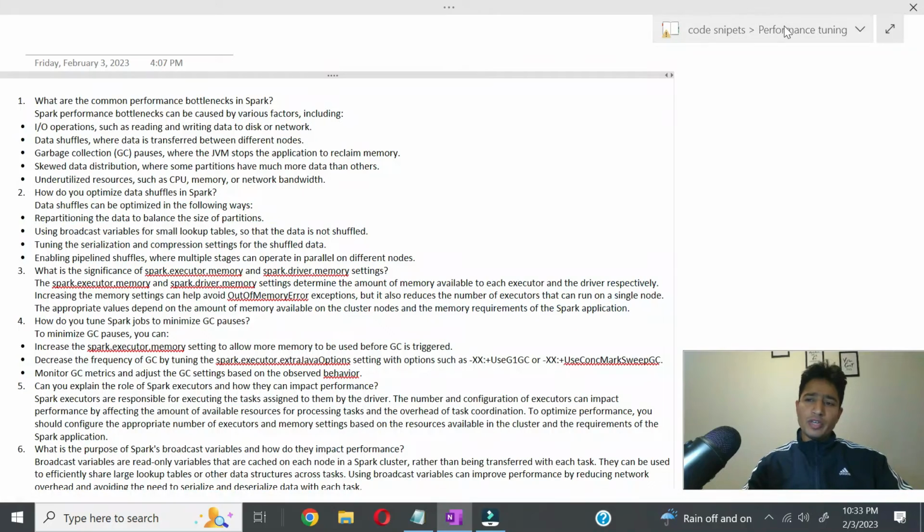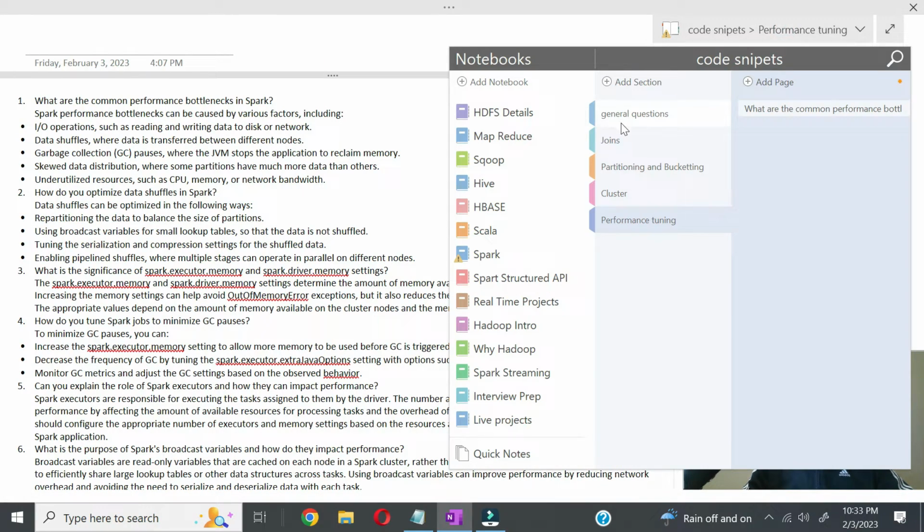In the first two videos, what have we covered? We have covered general questions, joins, partitioning and bucketing. We have covered all these joins, partitioning, bucketing in a lot of detail. When I say a lot of detail, it means if you just watch these videos, there should be no questions coming in the interview outside this.